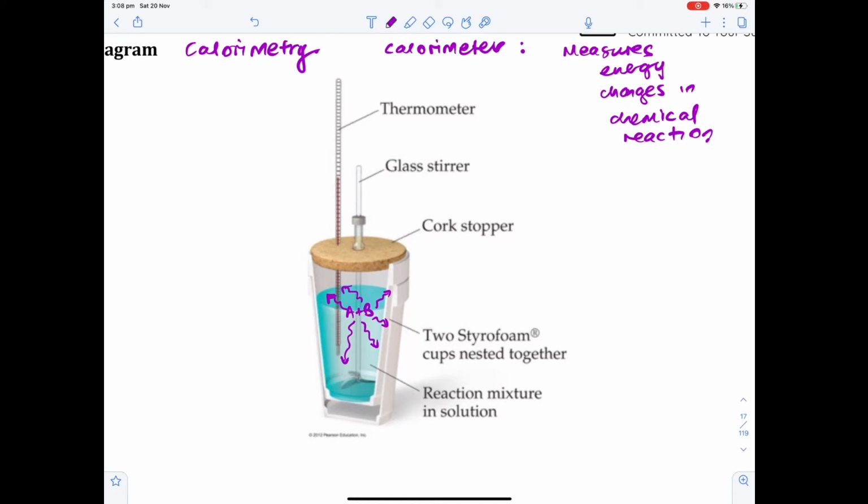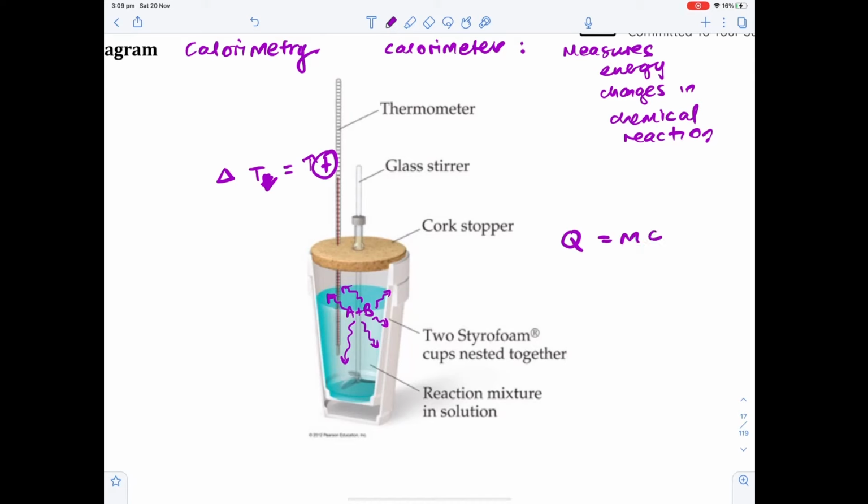So think about this. A and B get added to this solution of water. They're going to release heat energy. What's going to happen to the temperature of water? It's going to increase. So your thermometer is going to measure a temperature value or a final temperature that increases. Does that make sense? So the change in temperature will be positive. Everyone with me?